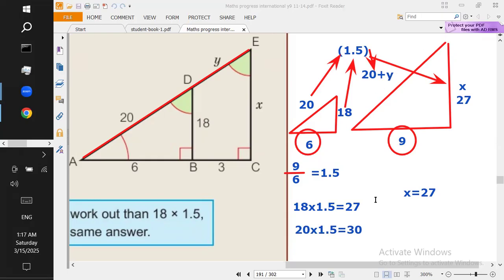How do we find y? We say 30 equals 20 plus y. Now we take the 20 to the other side. It means 30 minus 20 equals y. And then 30 minus 20 means y equals 10. And this is how you find the values of x and y. And this is how you answer a question like this.